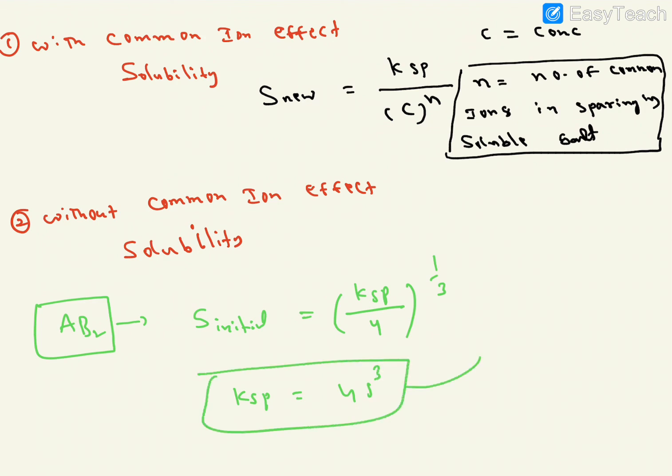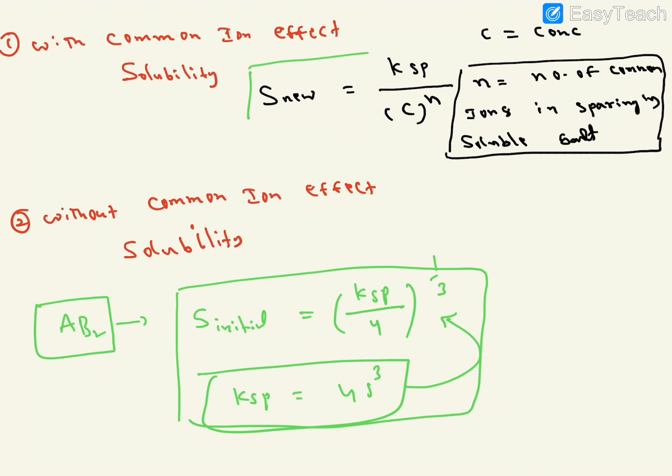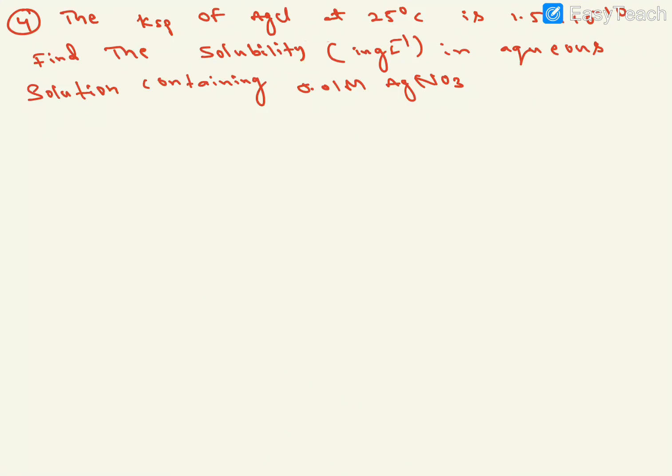How does it come about? We already know that the solubility product KSP is equal to 4s cubed. From this we can derive the solubility. So this gives different values, and the solubility is different: this one is with the common ion effect, this one is without the common ion effect. I hope it is clear. A simple question, and one more question.